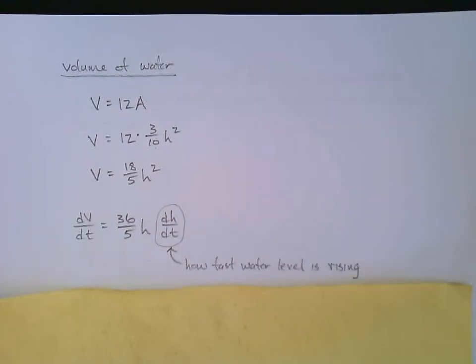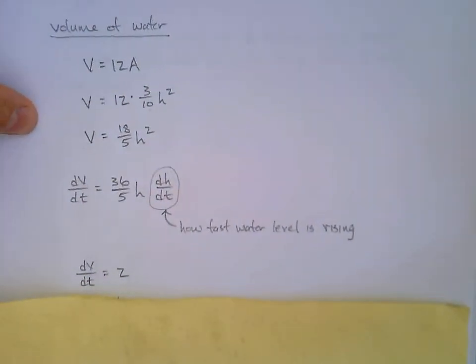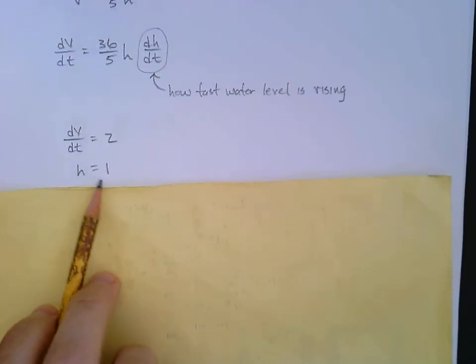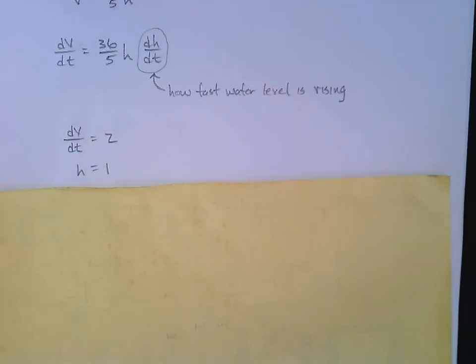So that must mean that they told us how fast the volume is changing and the height at whatever moment they're asking about. Well, yes, they did. So we're in good shape here. Let's just pull this on up. We know that the volume of water is changing at 2 feet cubed per minute. And we want to know how fast the water level is rising when the depth of water, or the height of water, is 1 foot. So h is equal to 1. So boom, plug in 2, plug in 1. And we got this.